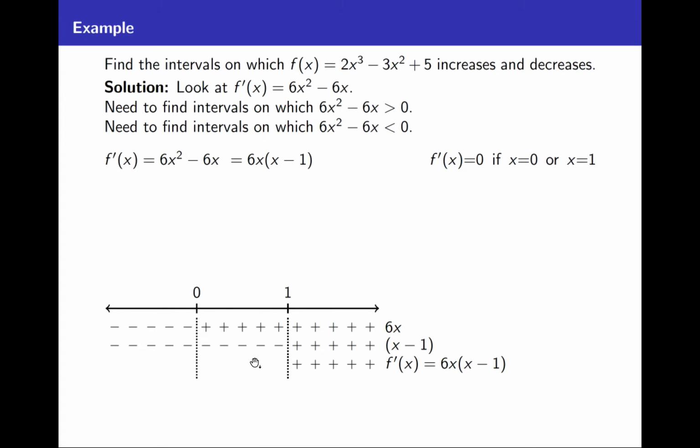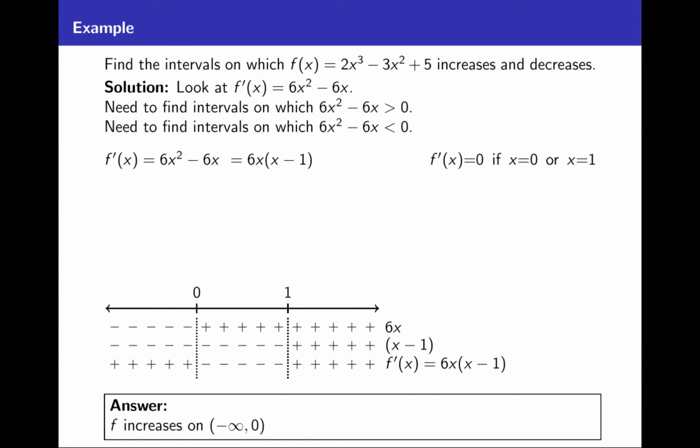In the middle interval, 6x is positive and x minus 1 is negative, so their product is positive times negative, so f prime of x is negative on this middle interval. And finally, on the leftmost interval, f prime of x is a negative times a negative, and that's positive. So now we've figured out the intervals on which f prime is positive or negative, and we've got our answer.